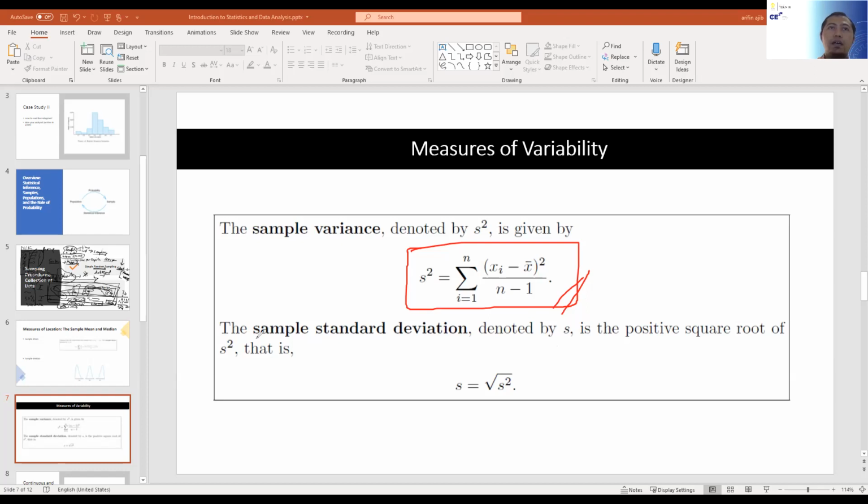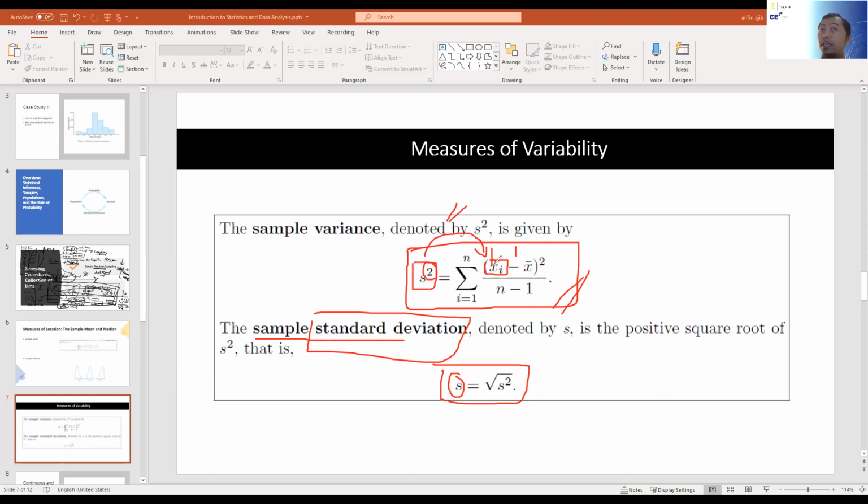Okay, the standard deviation. Standard deviation by the formula is just the square root of the variance. The motivation for computing standard deviation is to get the same unit as the data. You can see here, the data is to the power of 1, but the variance is to the power of 2. It means that the variance is not equal.